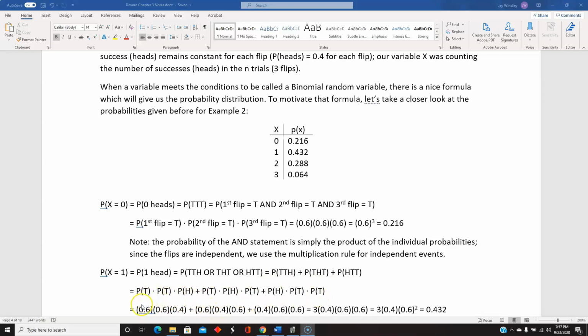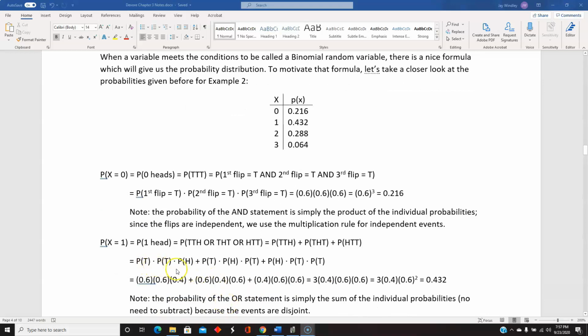And then we plug in the probability of heads and the probability of tails. And notice, even though they're in a different order, all of these statements are going to be a 0.6 and a 0.6 and a 0.4, because all of them had 2 tails and 1 head. So 0.6 times 0.6 times 0.4.